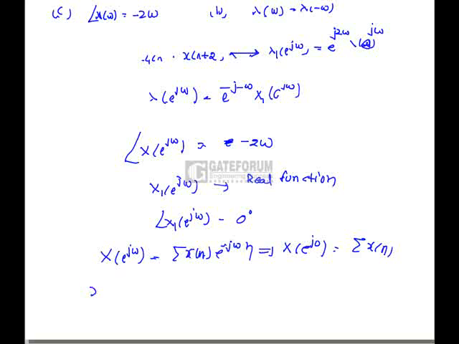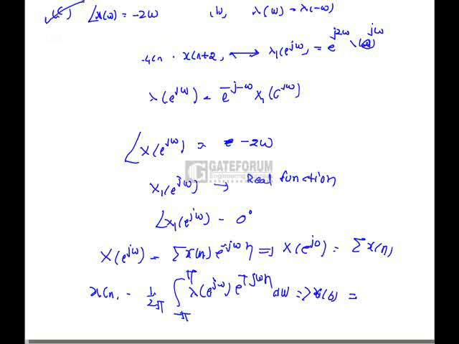Here x of n is 1 by 2 pi, integral from minus pi to pi of X of e power j omega times e power j omega n d omega. Here x of 0 is nothing but 2, it is going to be 4 pi, hence option B is also not true. Hence option C is the only correct option from the given explanation, hence C is the correct option.